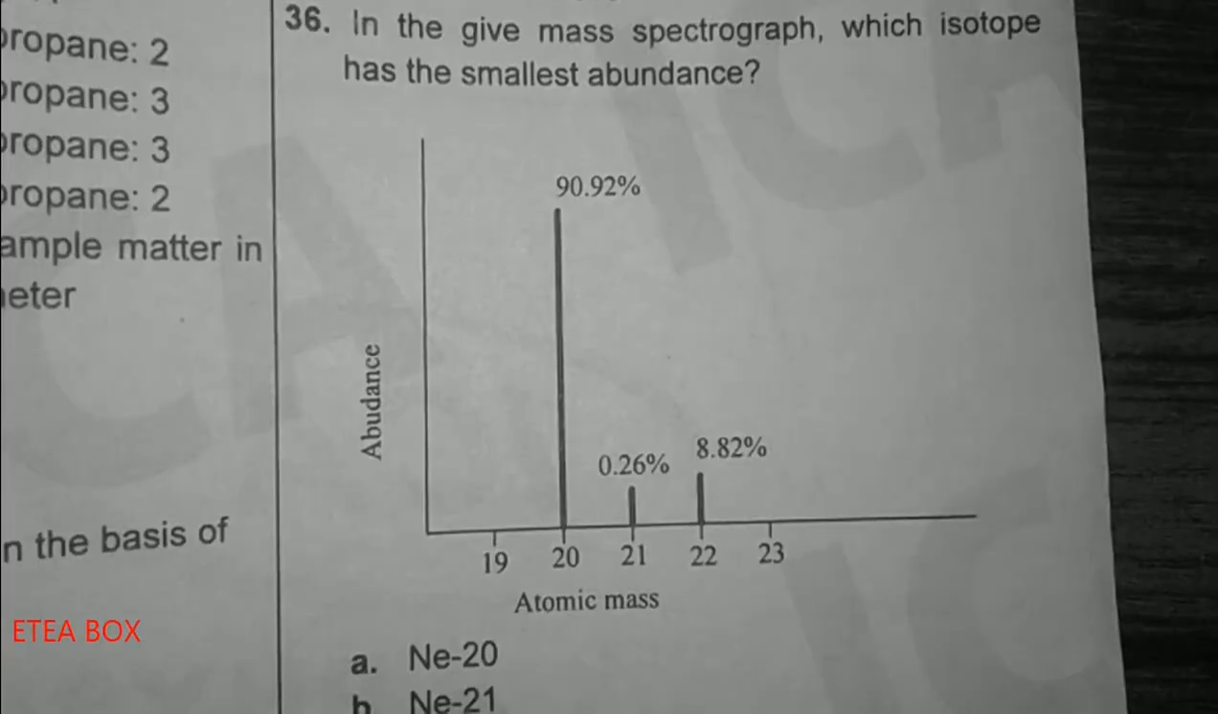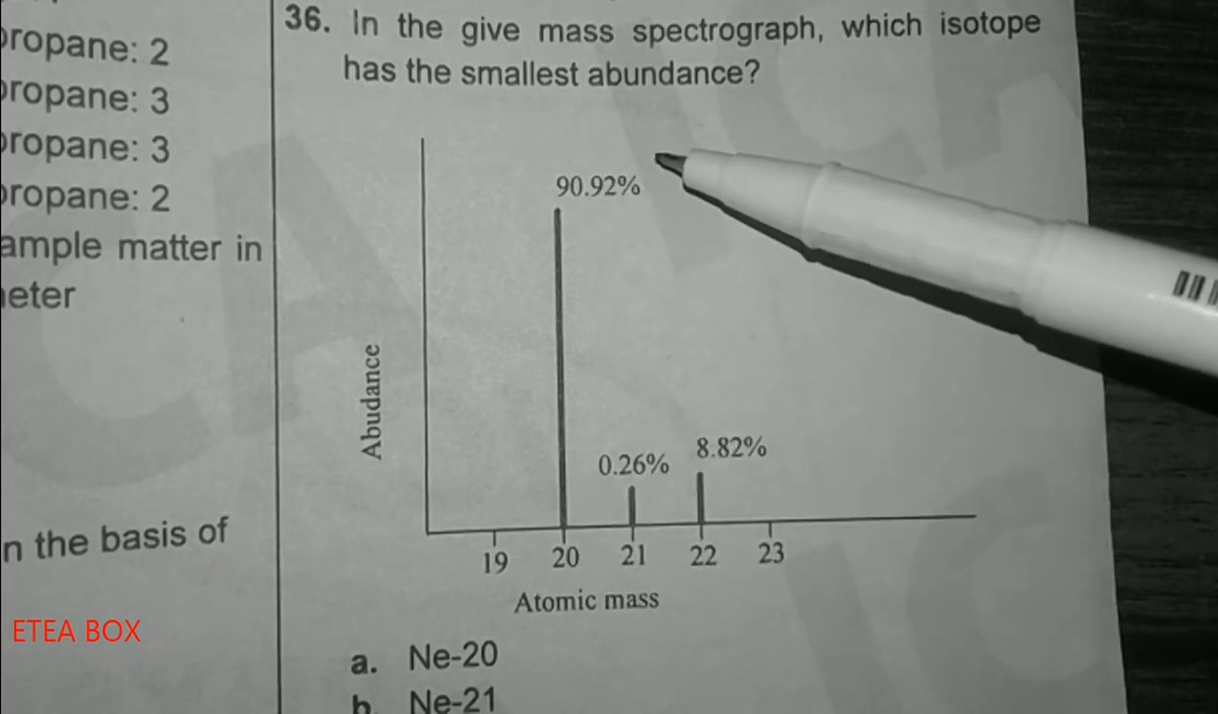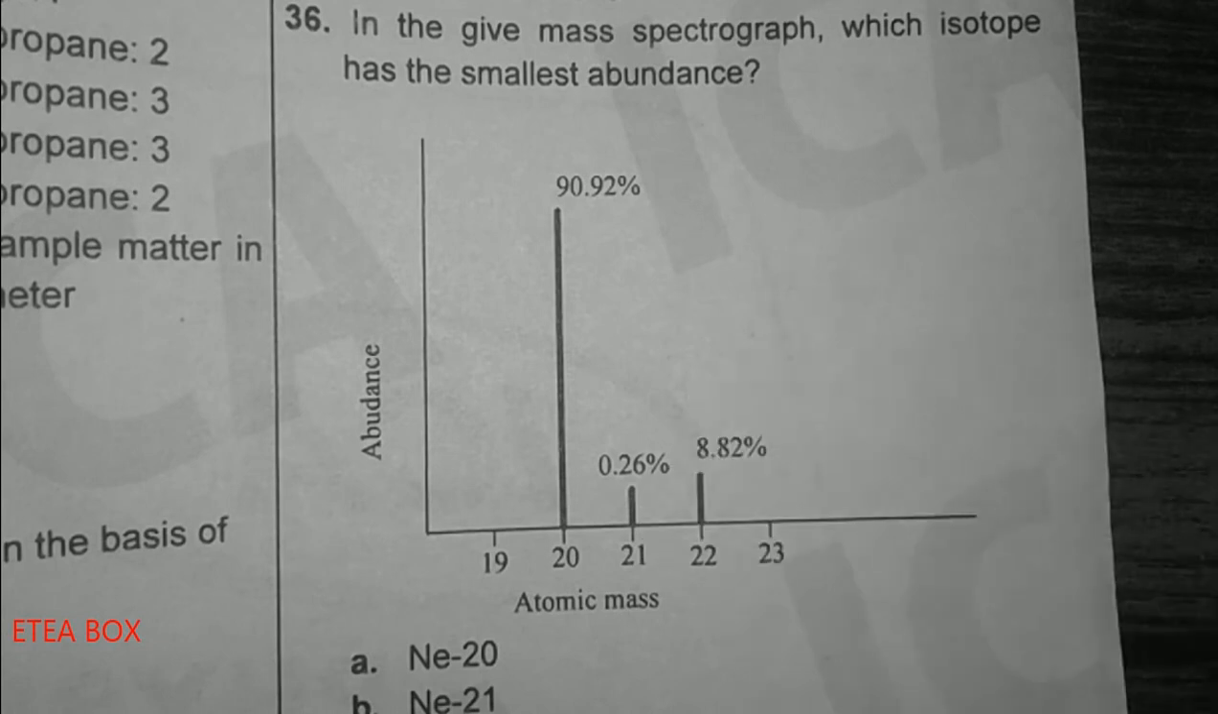In the given mass spectrograph, which isotope has the smallest abundance? Now look here, isotope neon-20 has 90% abundance, neon-22 has 8.82%, and look at neon-21, which has 0.26% abundance. So option B is the correct one here.